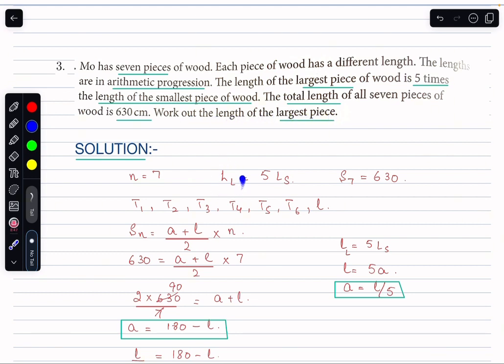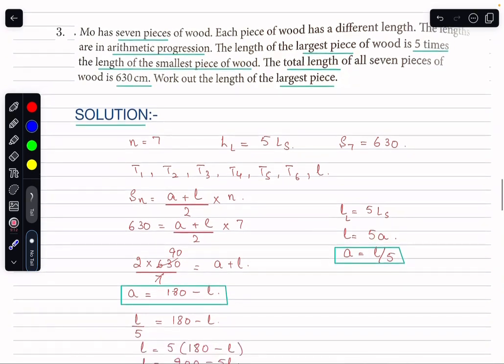We have to find the length of the largest piece, for which the equation is given as the length of the largest piece equals 5 times the length of the smallest piece. The smallest piece is the first piece of wood, or the first term in the series. So Sn, the sum formula, is equal to (a plus l) divided by 2, times n.